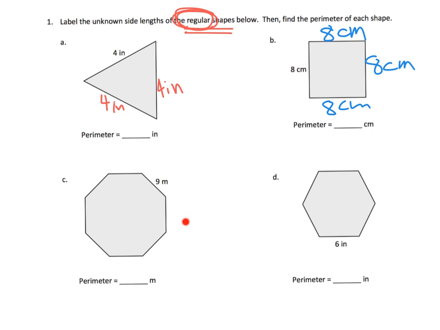And lastly, like this one here, I don't know how many sides there are, but I know that all of them represent 9 meters. So 9 meters, 9 meters, 9 meters, and so on. It becomes a little chant. And so that's what the word regular means.